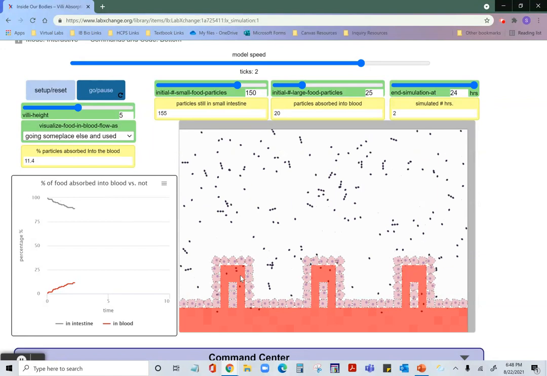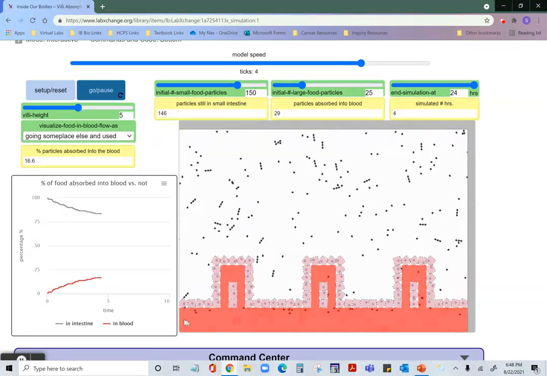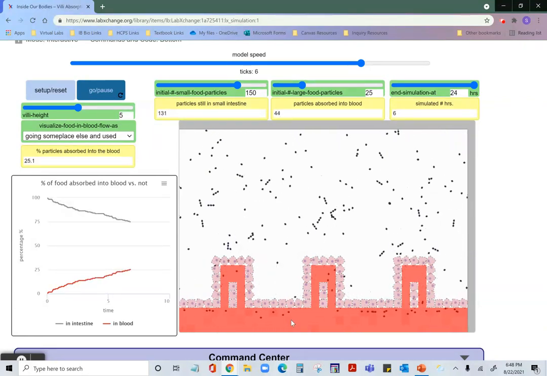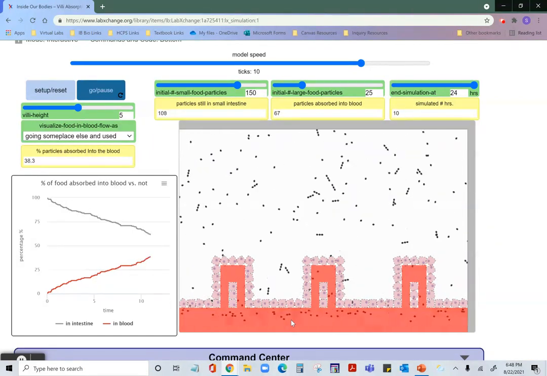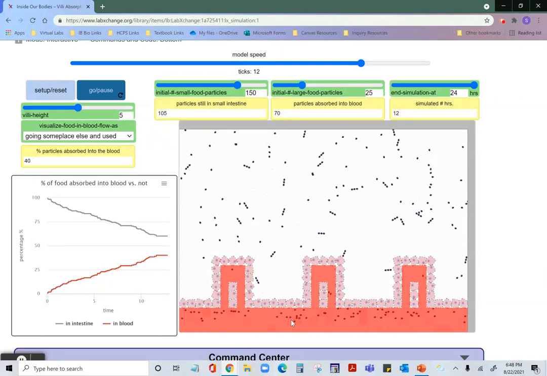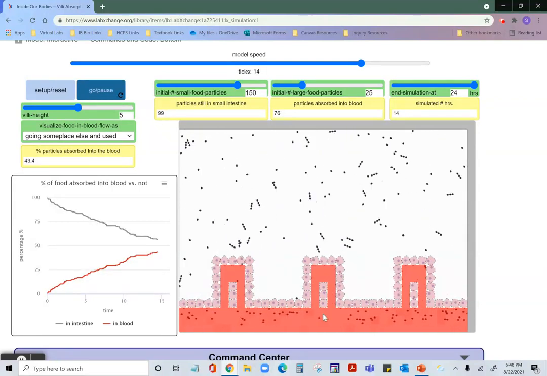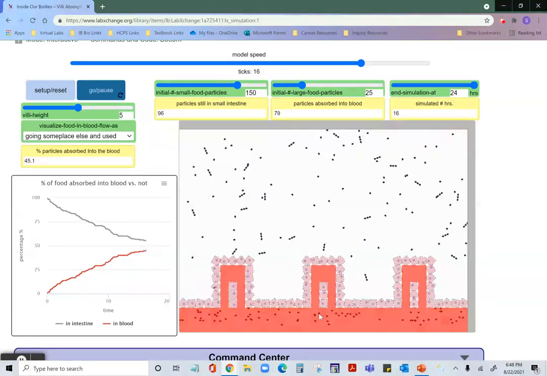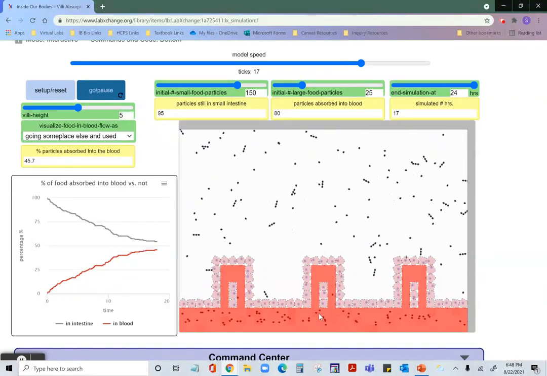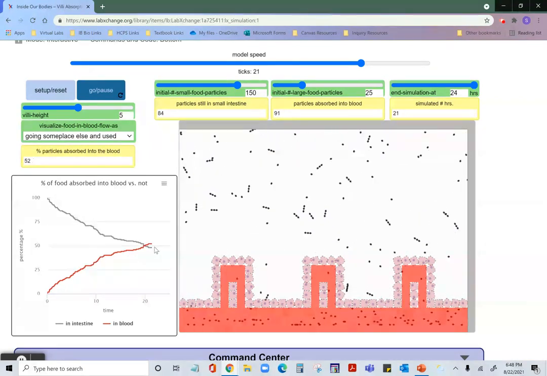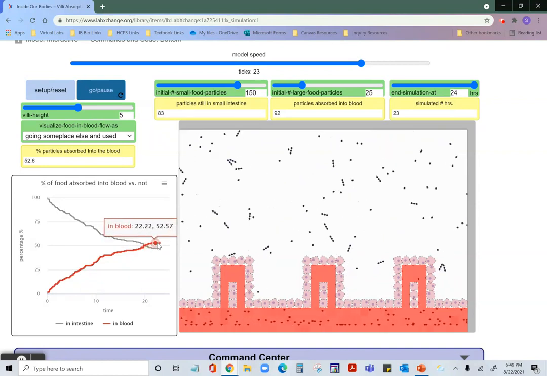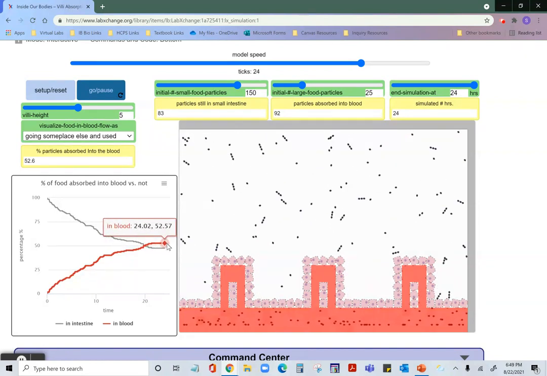Okay, so there's our villi height. They're higher now, so we have more surface area. We're going to let the model run for 24 hours. Look at all this stuff that's absorbing into the bloodstream. Okay, looks like we're getting closer. Oh, look, we finally crossed. That means we finally have more food being absorbed into the bloodstream than staying in the intestines. Yay! Now, I still feel like it could be better, right?